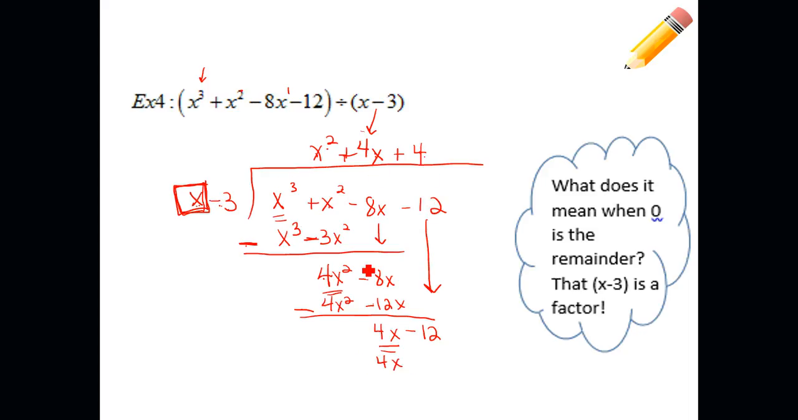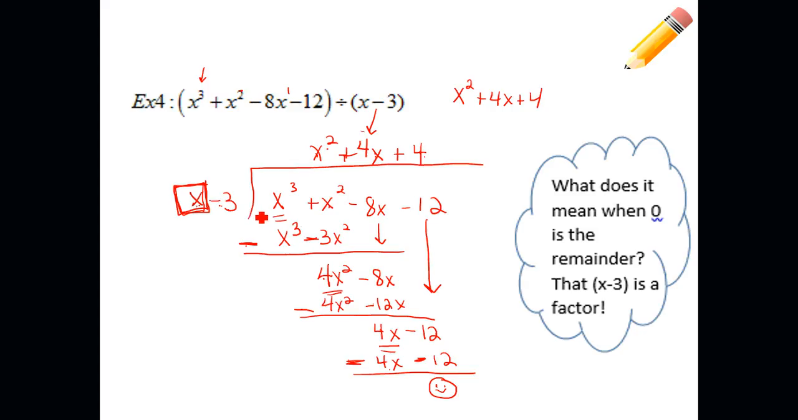4 times negative 3 becomes negative 12. I subtract. 4x minus 4x is nothing. Negative 12 minus a negative 12, that's like adding negative 12 plus 12 would be 0. Yay! I got a remainder of 0. What does that mean? My final answer is just then x squared plus 4x plus 4, no remainder with a fraction here. But that means that x minus 3 is a factor.